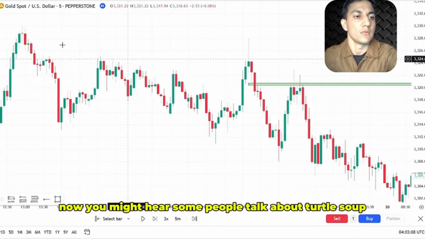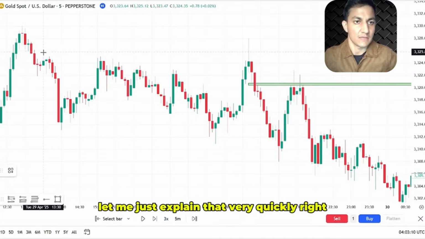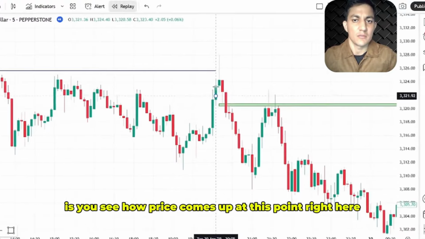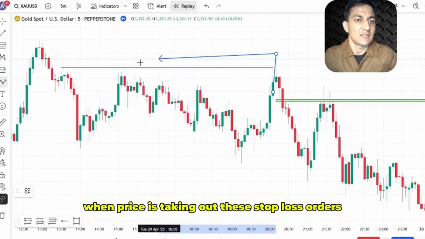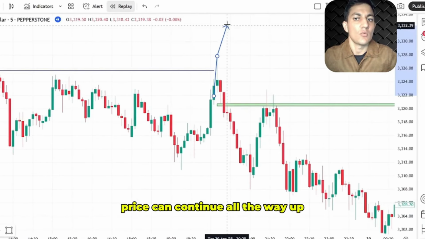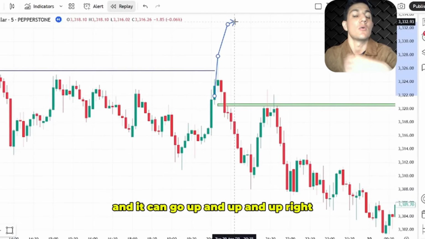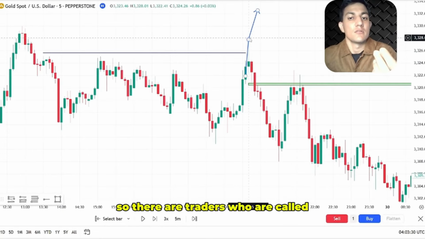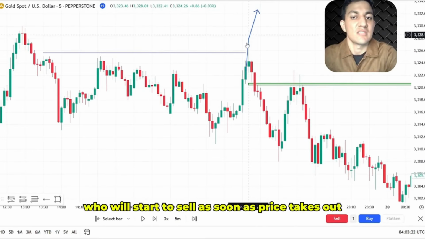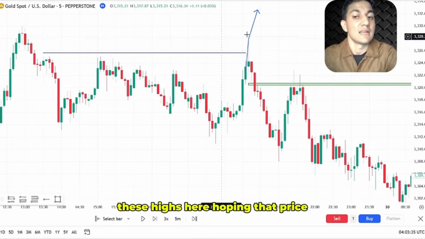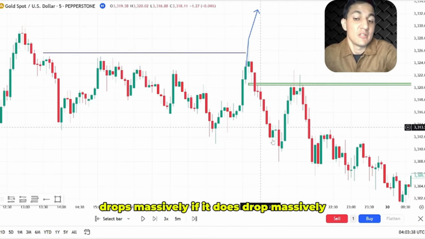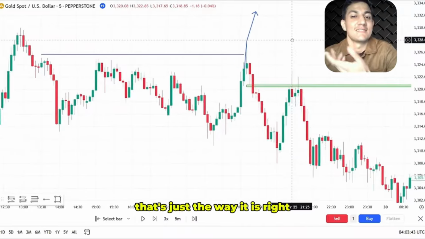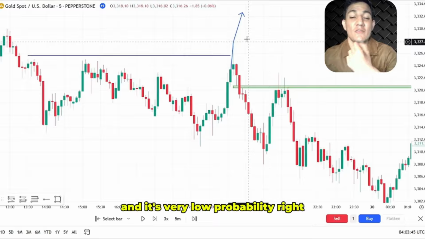Now, you might hear some people talk about turtle soup. Let me explain that very quickly. You see how price comes up? At this point right here, when price is taking out these stop loss orders, price can continue all the way up. It can take out this high, and it can go up and up and up, right? Who knows what could happen? So there are traders called turtle soup traders who will start to sell as soon as price takes out these highs, hoping that price drops massively. If it does drop massively, they'll make a ton of money. If it doesn't, they'll get burned, right? That's just the way it is. Their stop loss will get hit instantly, and it's very low probability.